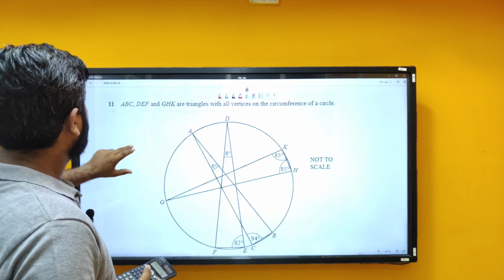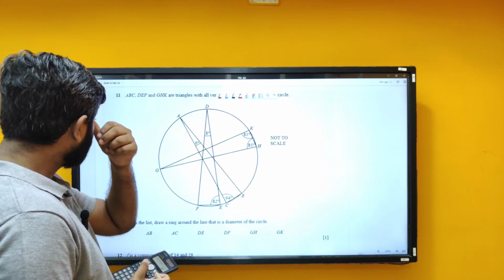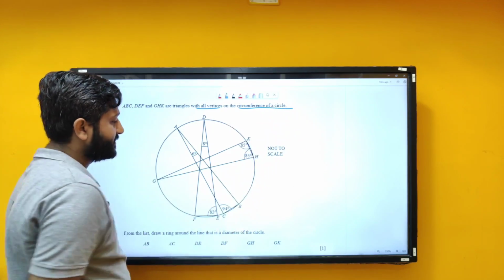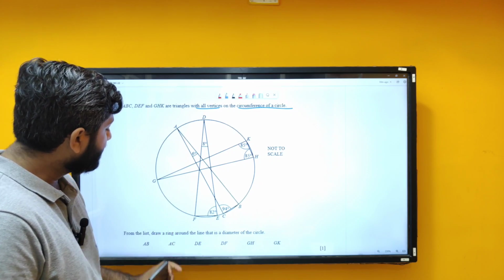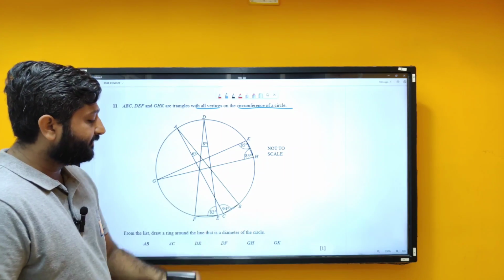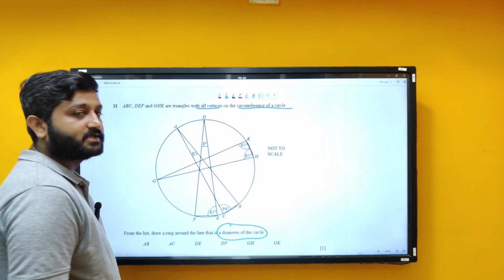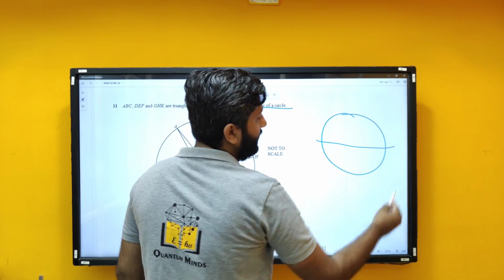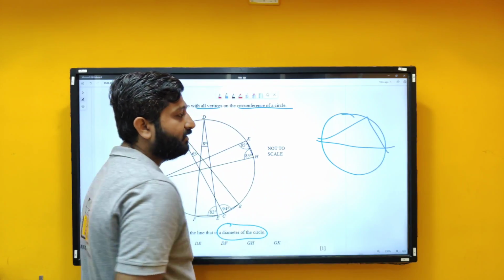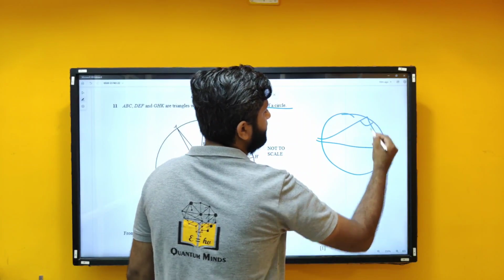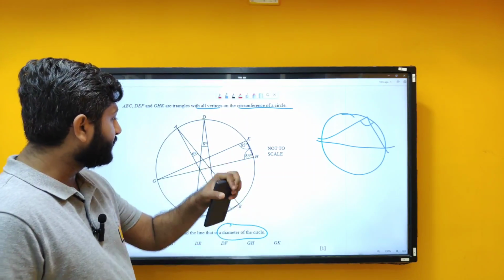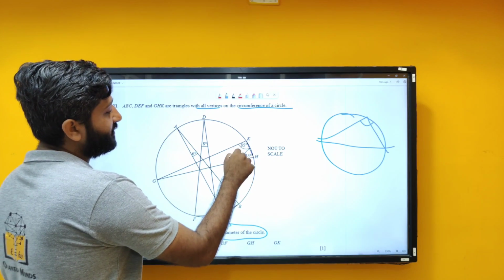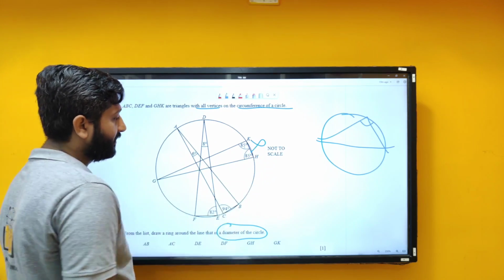Next question, ABC, DEF and GHK are triangles with all vertices on the circumference of a circle. From the list, draw a ring around a line that is the diameter of the circle. So let's say this is the circle and this is the diameter. If we form a triangle using this diameter, the angle on the circumference should be 90 degrees, right? Now guys, as you can see, the angles here are 85 and 85. So this is not the right angle triangle.